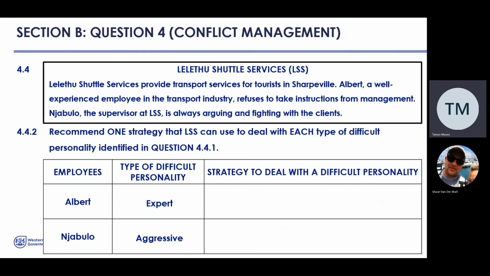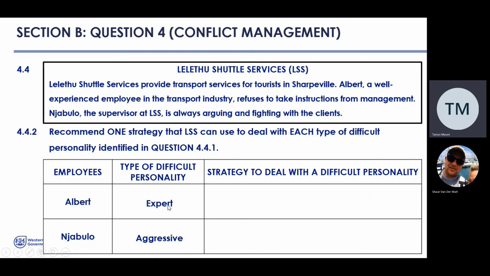So, two-part question. We're now dealing with 4.4.2, where we are recommending a strategy that you can use in each type of difficult personality. When we looked at Albert, we said that he was an expert. You, as a grade 12 learner, should be able to give us advice or recommend or suggest something that we can do when it comes to an expert.